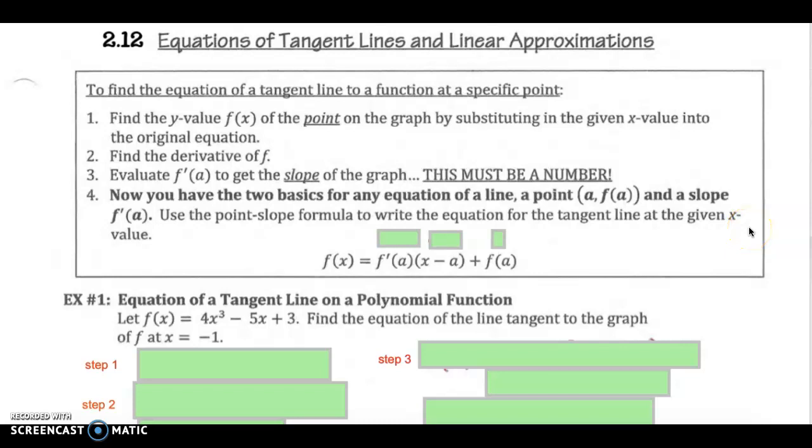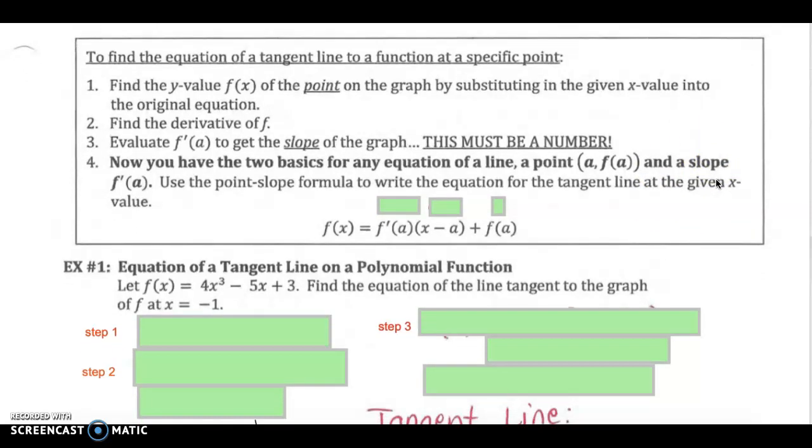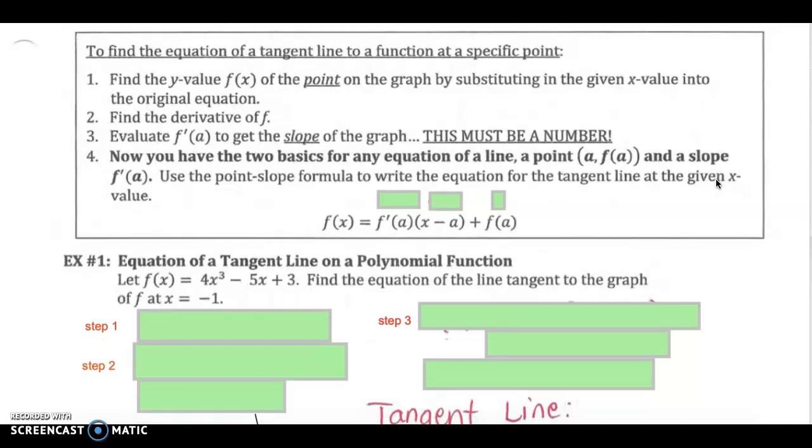Okay guys, so 2.2 we're looking at the equations of tangent lines and linear approximations. So we've talked about tangent lines before, and this paragraph here you can take a minute to read, but all we really need to know, it tells us everything we already do know actually. Down here, f prime of a, that's going to be our slope, because remember the derivative gives us a slope, and up here it does say that the slope must be a number.